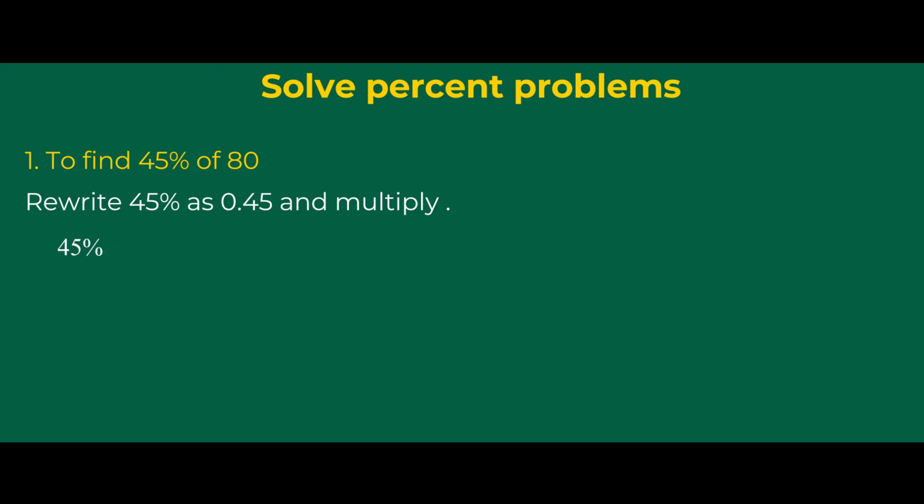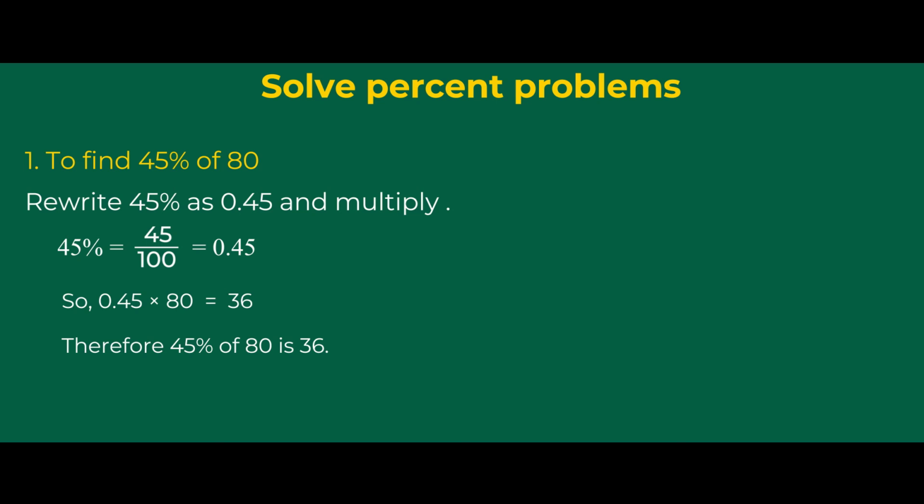45%, we always have to remember that 45 is out of 100, and in decimal form it is written as 0.45. So 0.45 times 80, you will get 36. Therefore, 45% of 80 is 36. Some of you may not be able to multiply directly here. You can always use the longer method of multiplication by arranging in columns and multiplying.